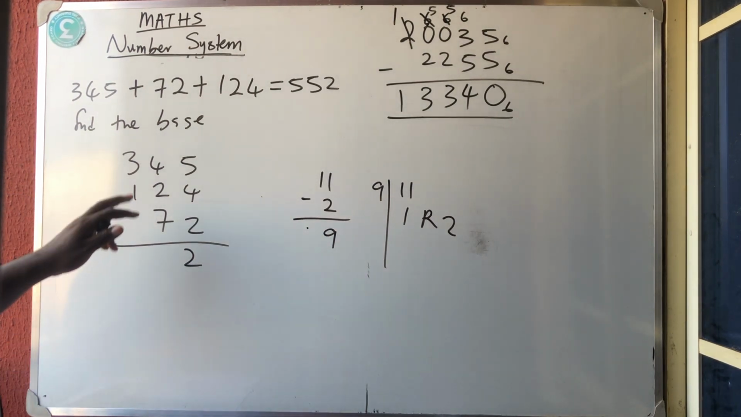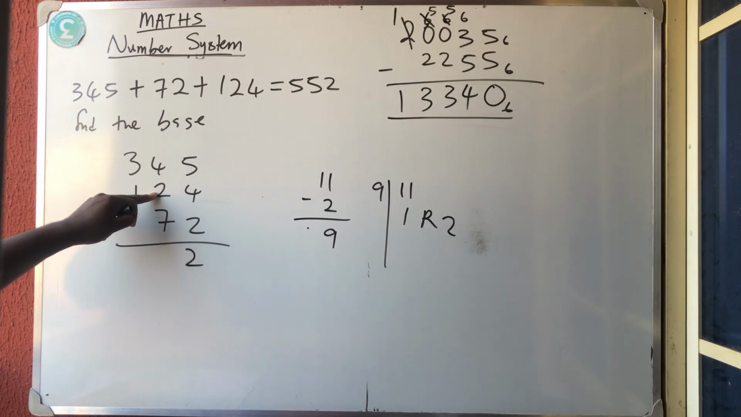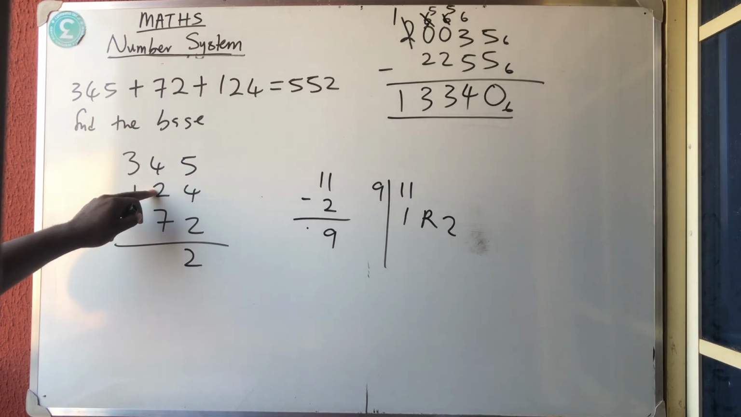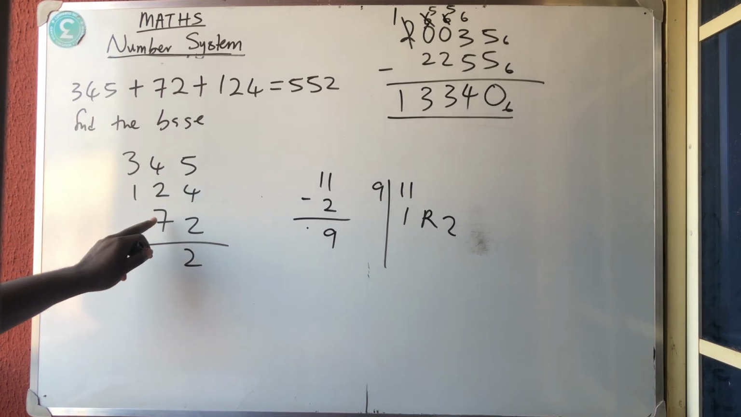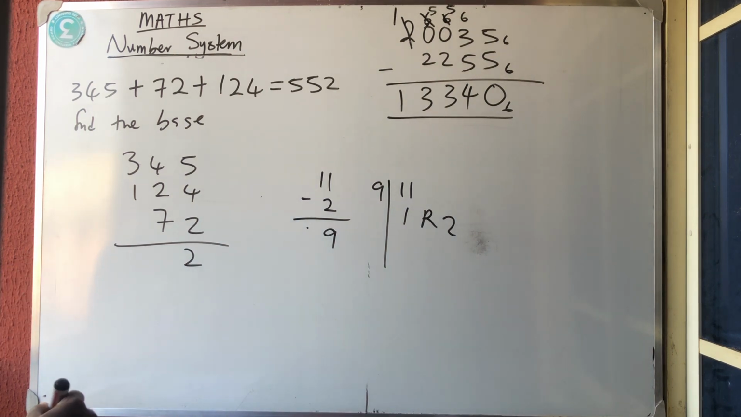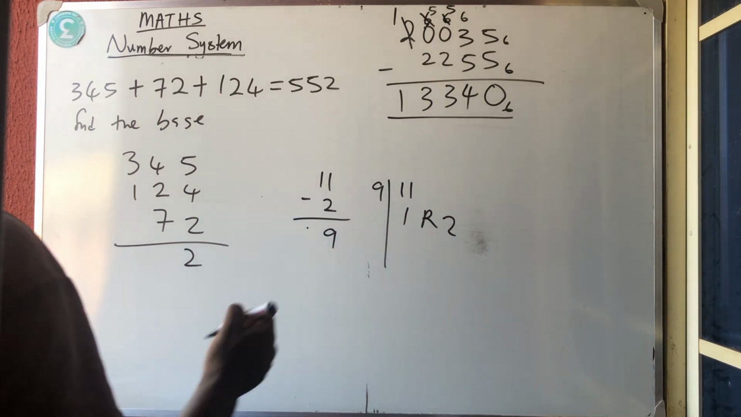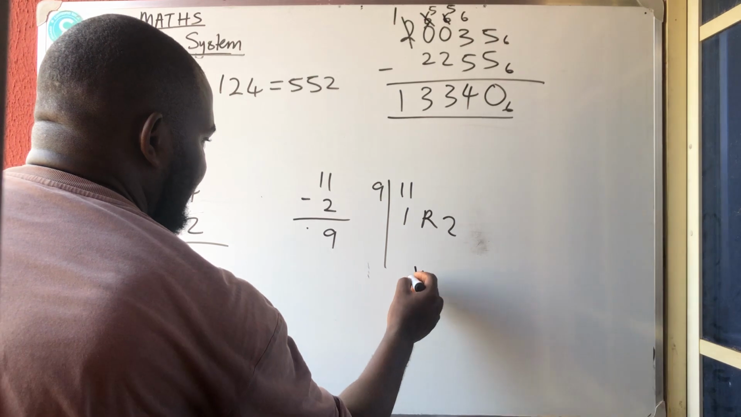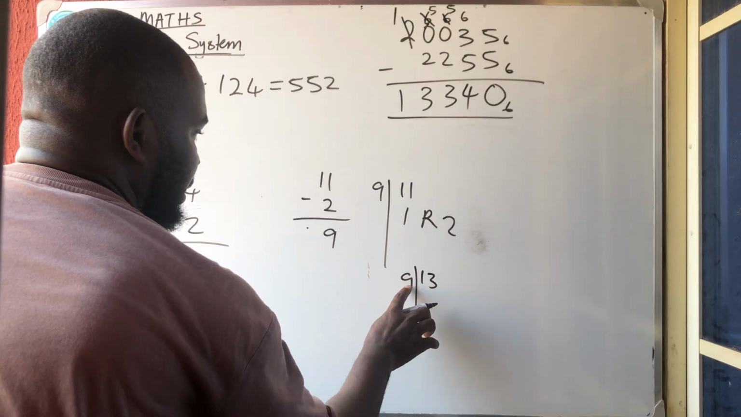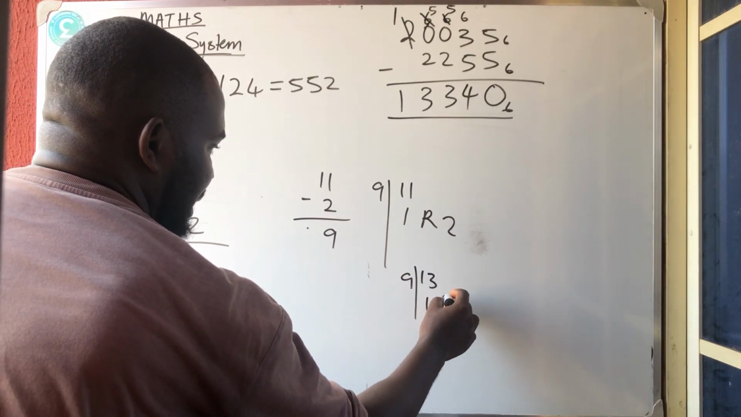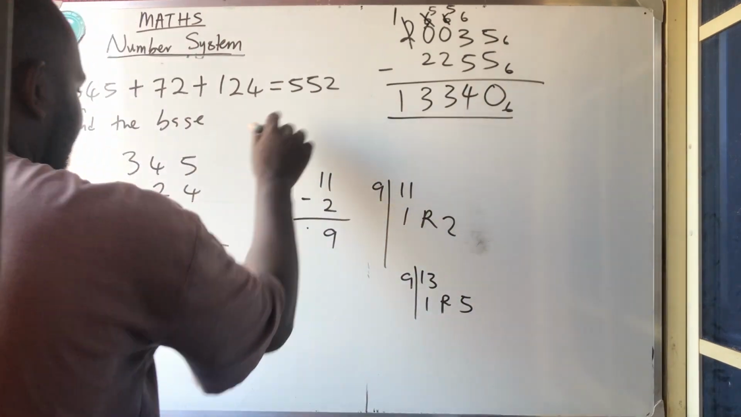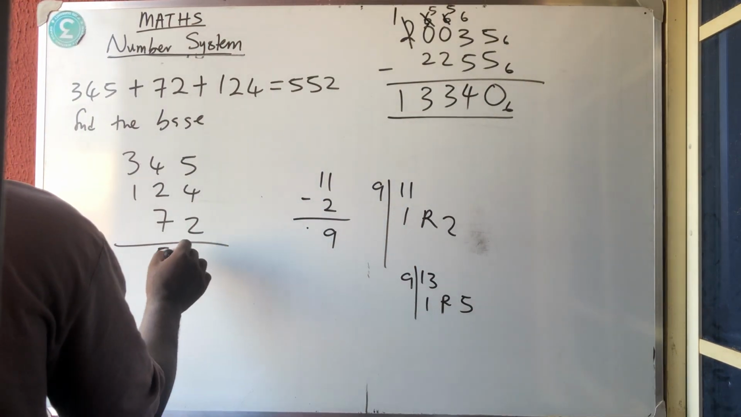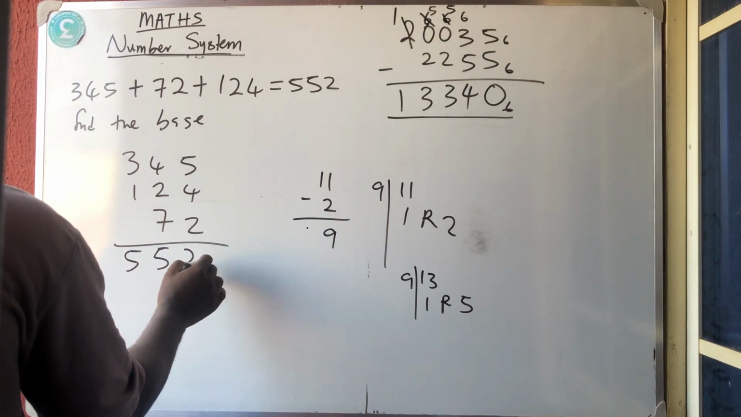So let's try again. This plus this will give you what? 4 plus 2 is 6. 6 plus 7 is 13. So if I have 13 divided by that 9, because I found this 9, 9 divided by this is 1 remainder. I think 5 will remain, and I have 5. You see, so the base is 9.